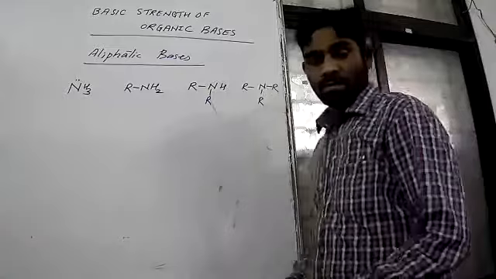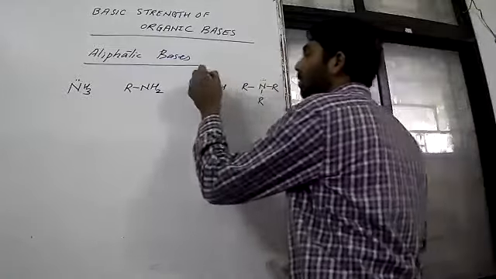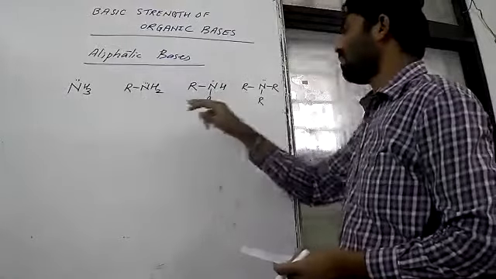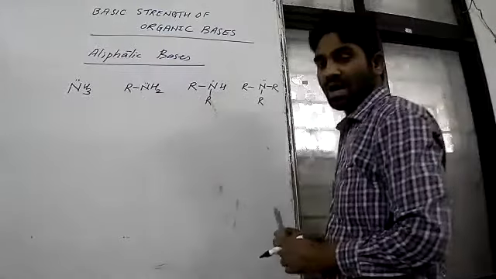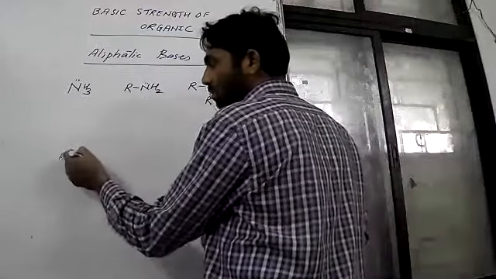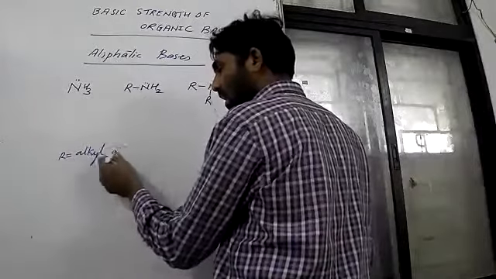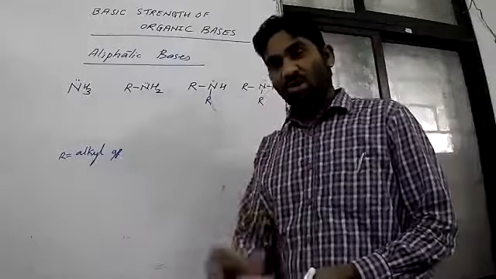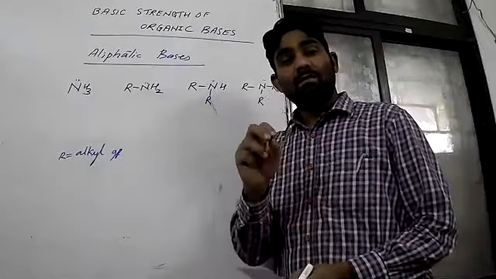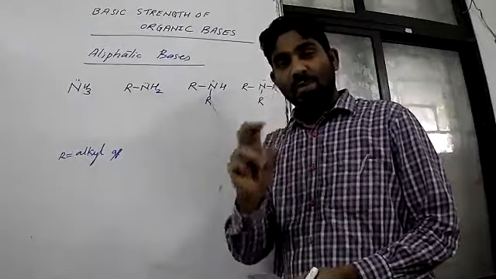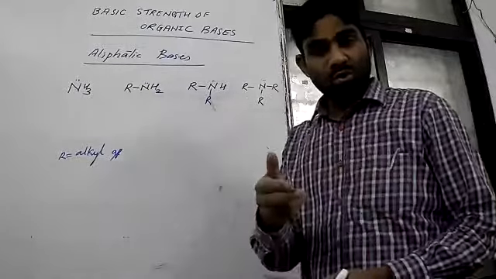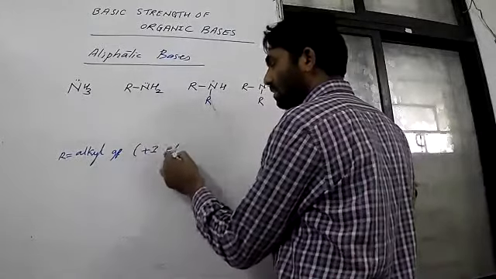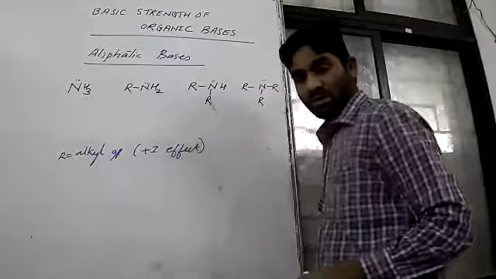So there are four nitrogen-containing compounds: one is ammonia, and the others are primary, secondary, and tertiary amines. What is R? Say R is any alkyl group. Always remember, all alkyl groups show a plus I effect by hyperconjugation.